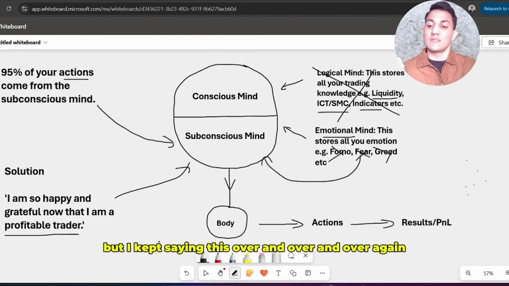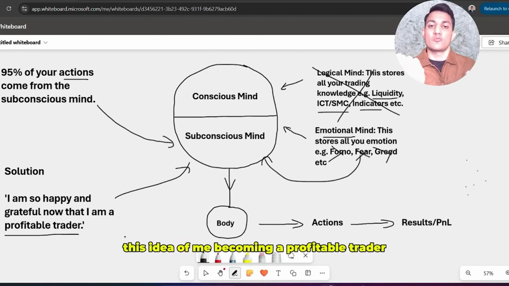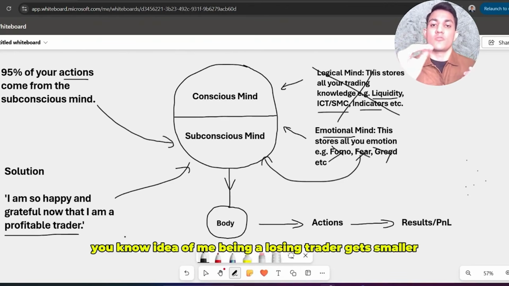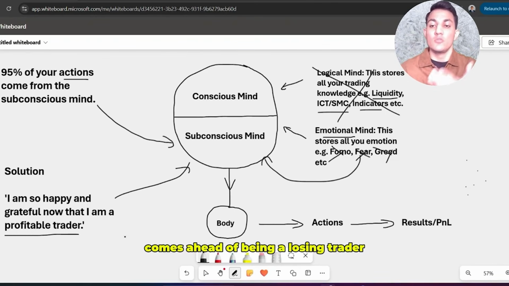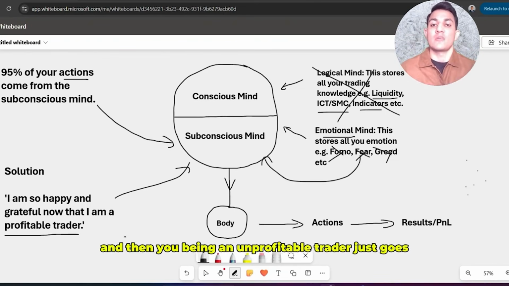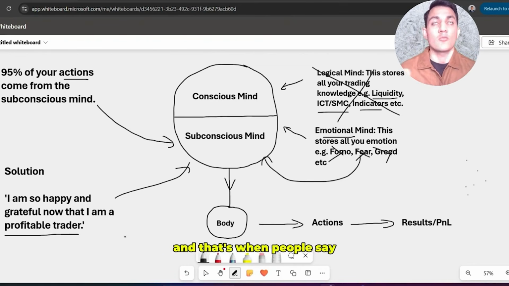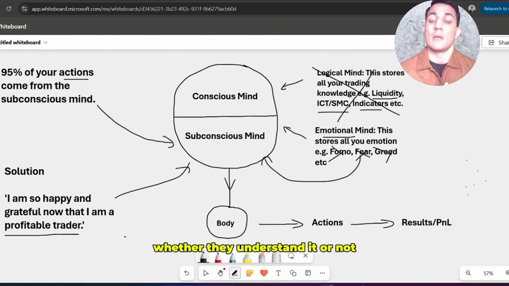But I kept saying this over and over again. What happens is the idea of me becoming a profitable trader gets bigger and bigger, and the idea of me being a losing trader gets smaller and smaller. Eventually, being a profitable trader comes ahead of being a losing trader, and then being an unprofitable trader just goes. It literally just eliminates overnight. That's when people say, oh, I was trading for 3 years and it clicked within 3 weeks. This is exactly what they're talking about, whether they understand it or not.